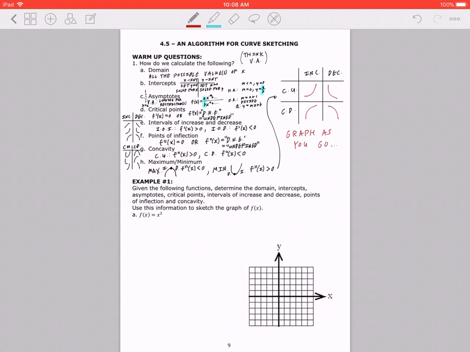So make sure you understand this, and I will continue in part 2 with example number 1. I hope this makes sense.